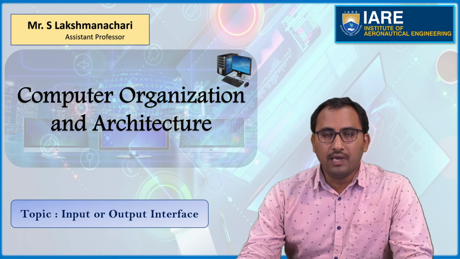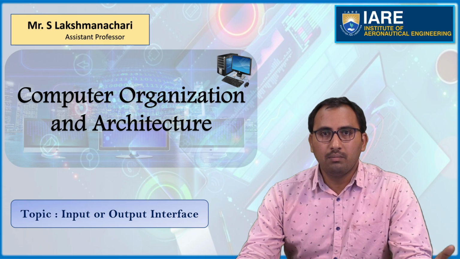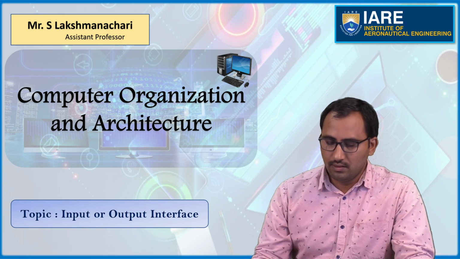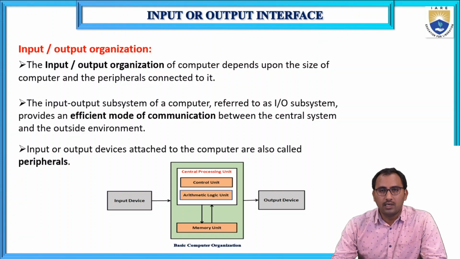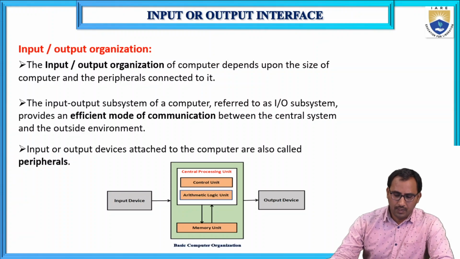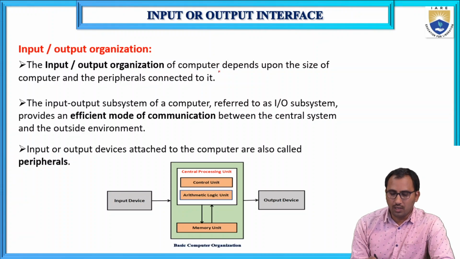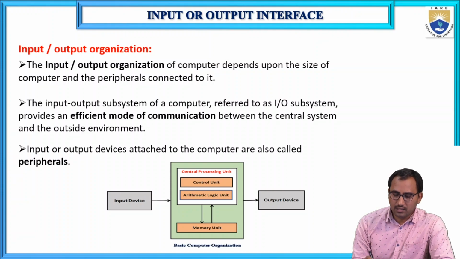In this lecture, we are going to discuss the topic input or output interface. The digital computer system mainly has three functional parts: the central processing unit, input or output devices, and the memory subsystem. These are the three essential components of a digital computer system. The input or output organization of a computer depends upon the size of the computer and the peripherals connected to it.